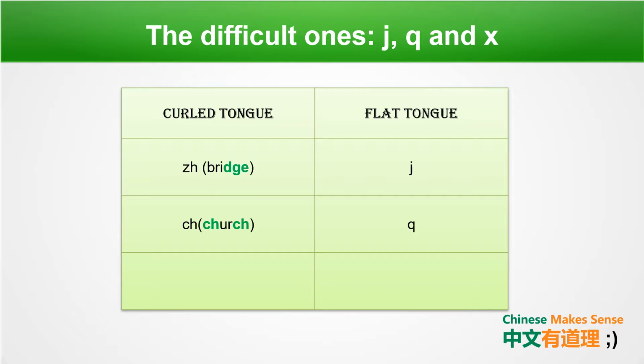The second one is Q. Let's look at the curled tongue, which is ch as in church. Then flatten your tongue and you get chi. Finally is X. The curled tongue is sh as in shirt. Flatten your tongue and you get xi.